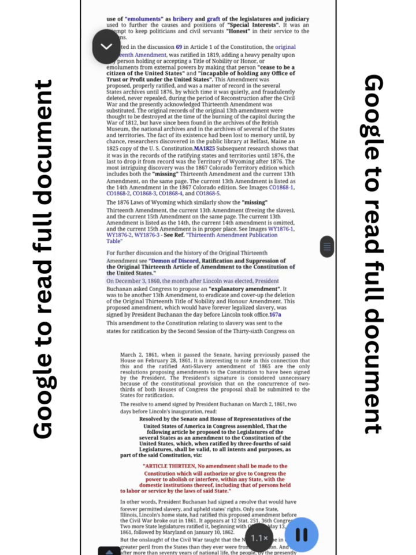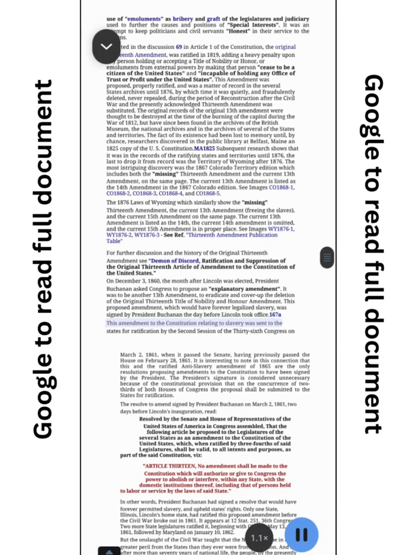On December 3, 1860, the month after Lincoln was elected president, Buchanan asked Congress to propose an explanatory amendment. It was to be another 13th Amendment, to eradicate and cover up the deletion of the original 13th Title of Nobility and Honor Amendment. This proposed amendment, which would have forever legalized slavery, was signed by President Buchanan the day before Lincoln took office.